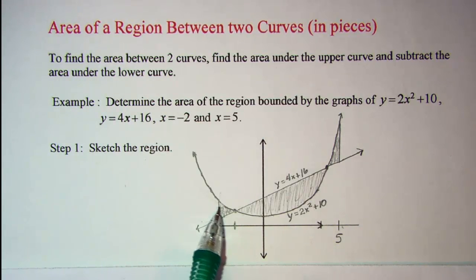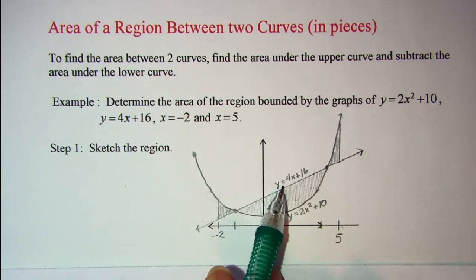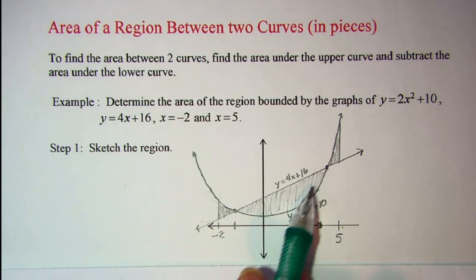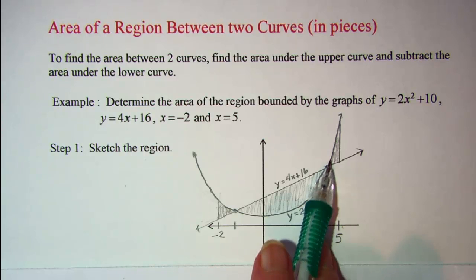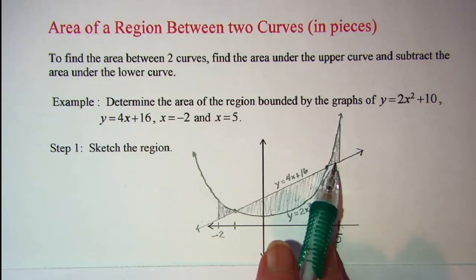For this little piece right here, our parabola is the upper curve and our line is the lower curve. But then when we move to the right of this point, the line is the upper curve and the parabola is the lower curve. And then when we move past this point to the right, the parabola becomes the upper curve and the line is the lower curve.